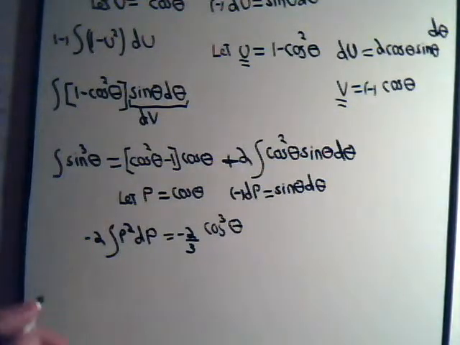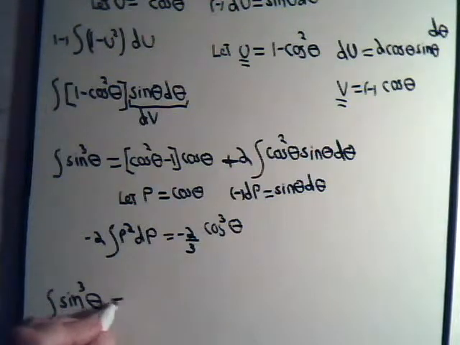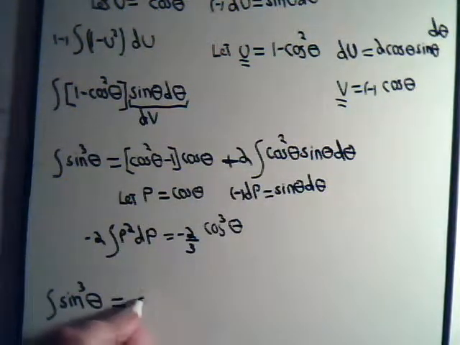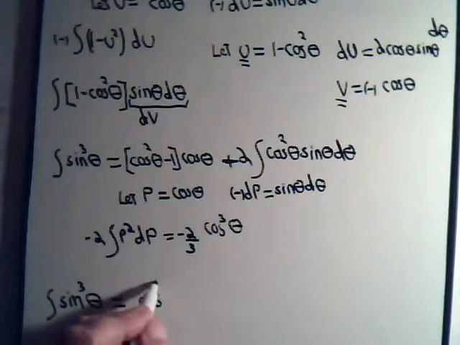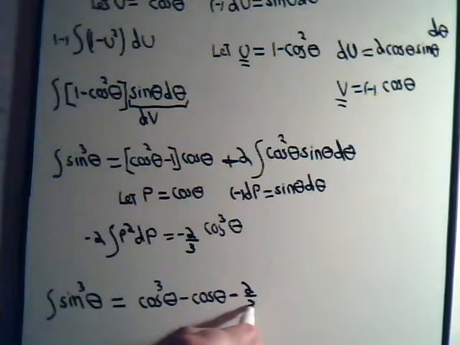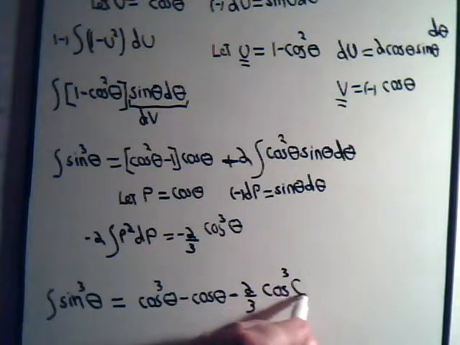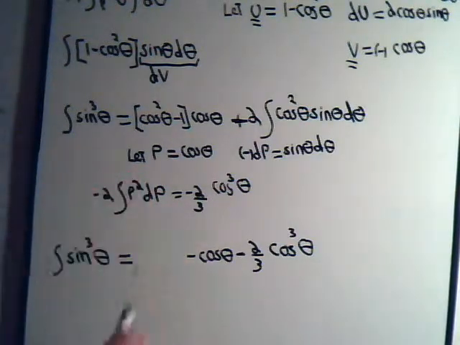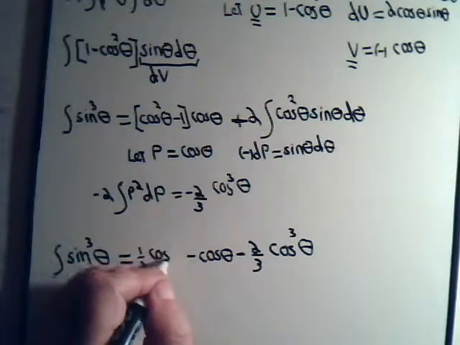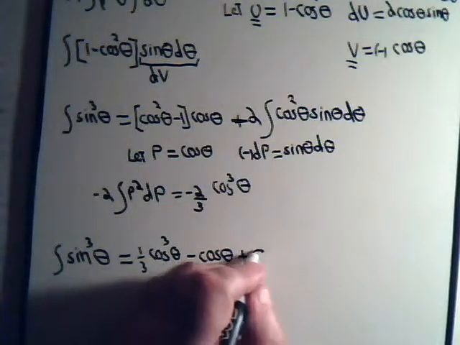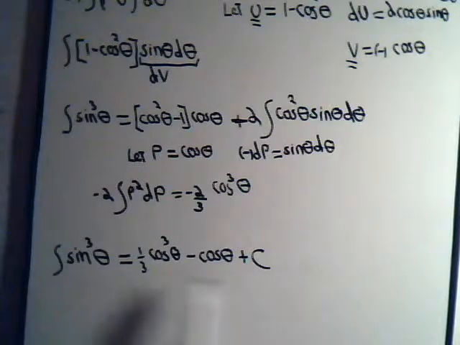So let's put all the pieces together, and we would have the integral of the sine cubed of theta will equal this plus this, which is this. So we'll have the cosine multiplying through, the cosine cubed of theta minus the cosine of theta, minus 2/3 cosine cubed of theta. And this can just be written as 1/3 cosine cubed of theta minus cosine of theta, doing our subtraction there, plus an arbitrary constant. And that would be the solution to that integral.